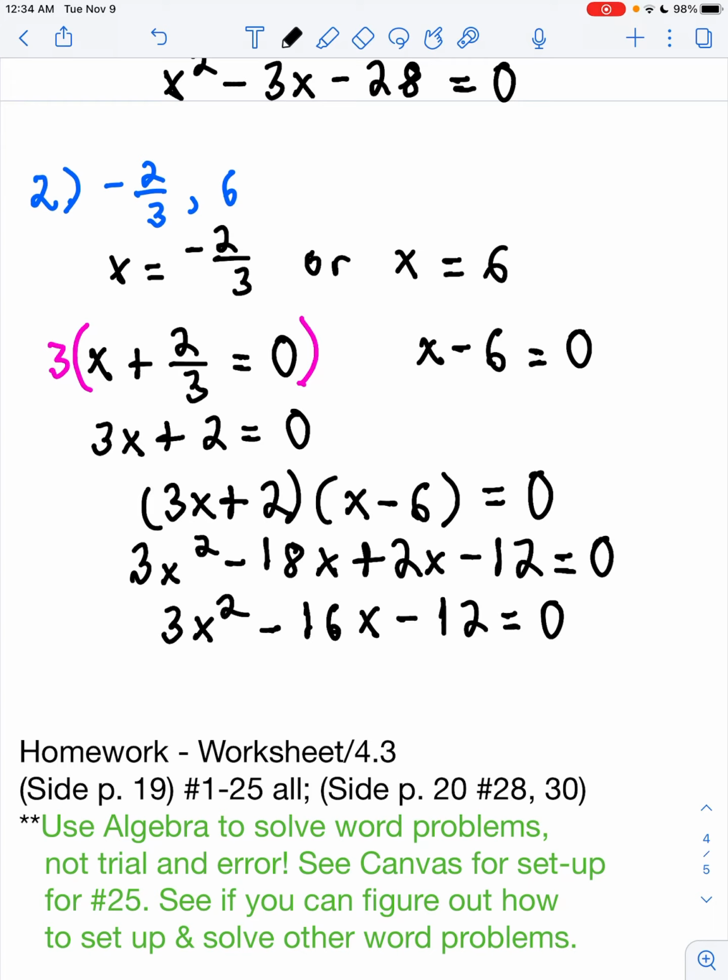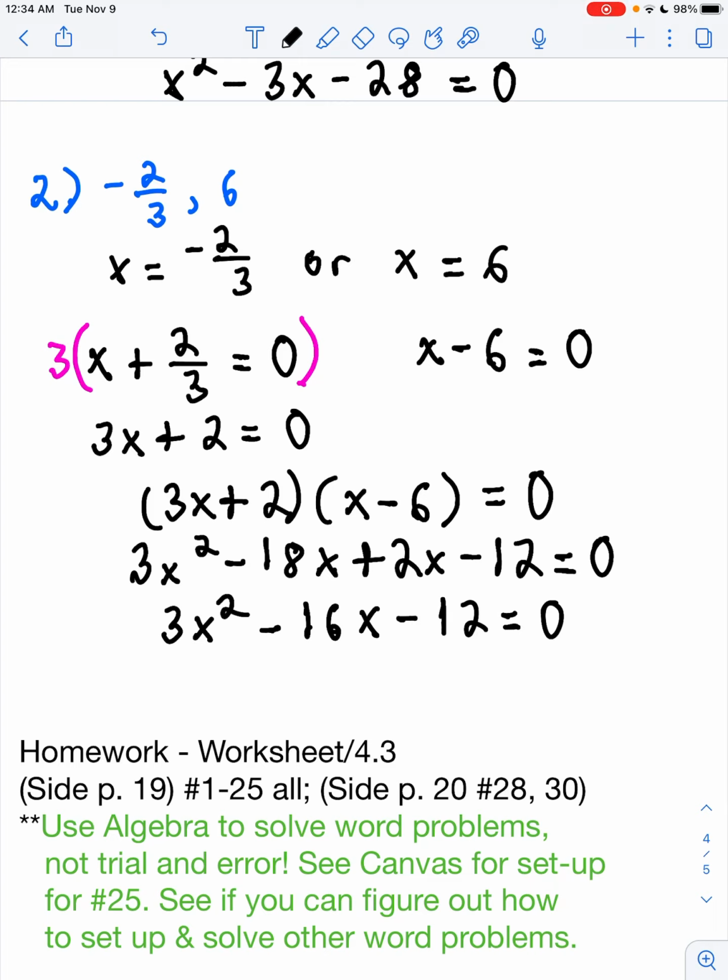All right, so what are you doing? You are working to complete worksheet 4.3, which the sub should give to you. You are going to complete all of page 19. Look at the page at the bottom, 1 to 25 all. These don't require a lot of work. It's more work in your head.